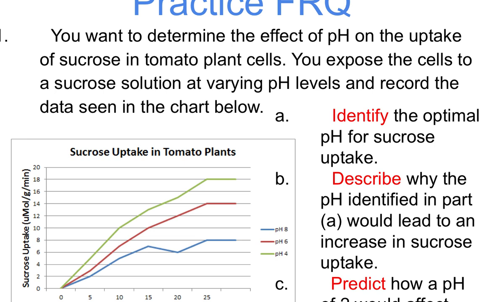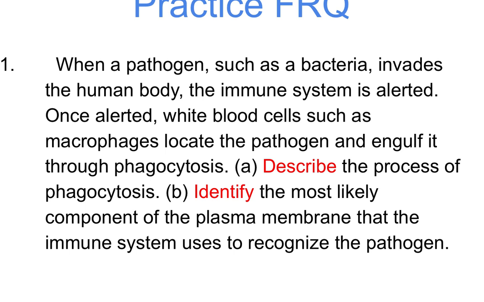Another way to concept check would be to understand, perhaps you have a pathogen like bacteria and it invades the human body. So the immune system is altered. Once it's altered, white blood cells like macrophages are going to find this pathogen and engulf it through phagocytosis. Now, once it engulfs it through phagocytosis, remember we have those lysosomes to take it apart and digest it.